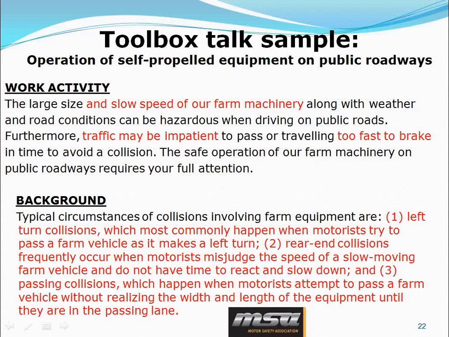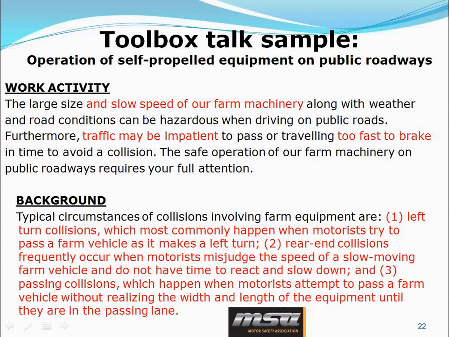So some of the incidents that have happened are left turn collisions, which most commonly happen when motorists are trying to pass a farm vehicle as the farm vehicle is making a left turn. So if I'm making a left turn with my tractor, I've slowed down and I'm turning left, and the person trying to pass me drives right into the side of my tractor. So that's a problem. Or rear-end collisions. Those frequently occur when motorists misjudge the speed of a slow-moving vehicle, and they don't have time to react and slow down properly. So if they're doing 100 kilometers an hour, they may think they have a greater stopping distance, but then all of a sudden they're right there and it's too late.